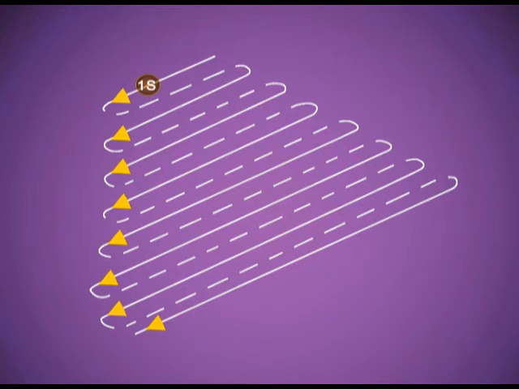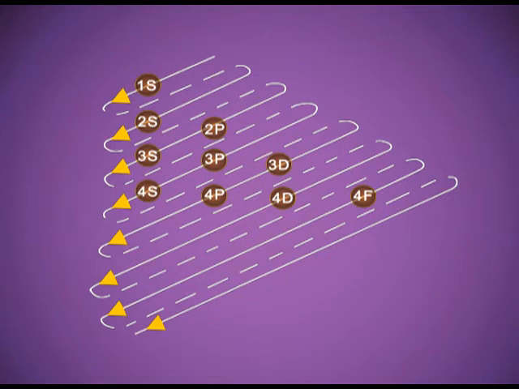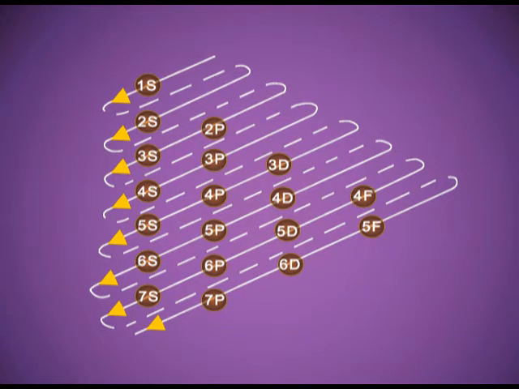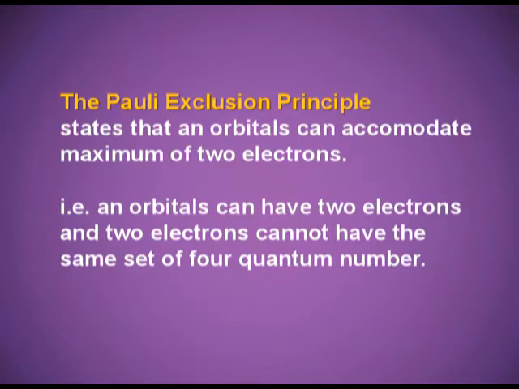1s orbital will be filled first, then 2s, 2p, 3s, 3p, 4s and so on. The Pauli's exclusion principle states that an orbital can accommodate a maximum of 2 electrons.